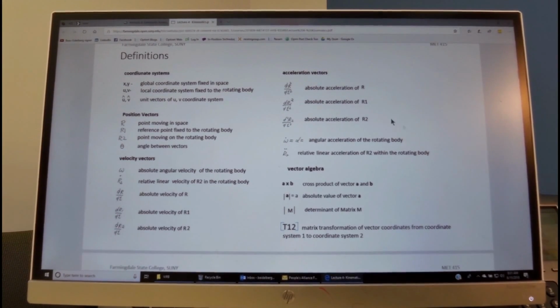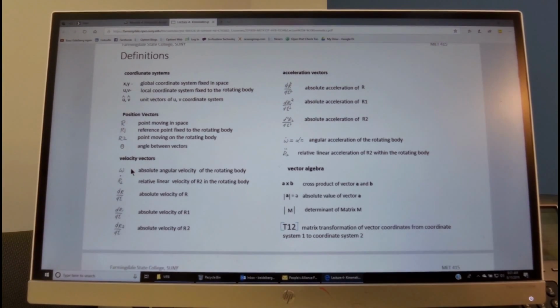When we're talking about robotic analysis, we have to first define some variables. We have coordinate systems X, Y, Z, which is a global coordinate system fixed in space. Also, we have UV, which we'll define as a local coordinate system fixed to a rotating body. When we put the hat over the coordinate element, we refer to a unit vector. Position vectors are defined as R, R1, R2, and the angle between two vectors is defined as theta.